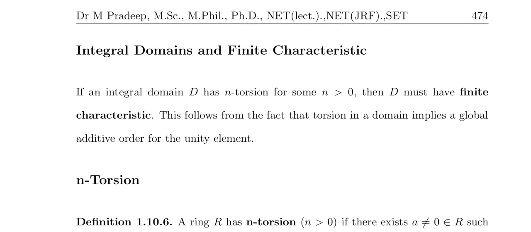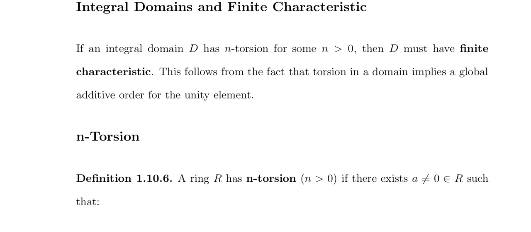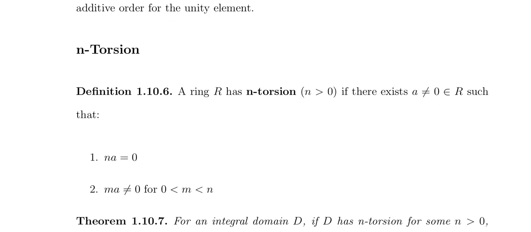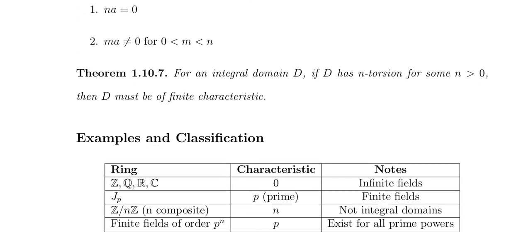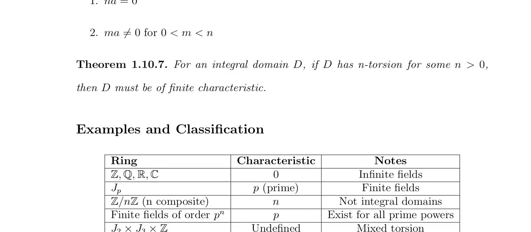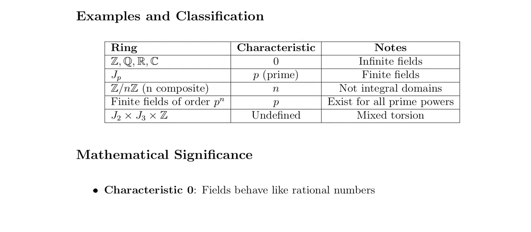Integral domains and the finite characteristic. If the integral domain D has an n torsion for some n greater than 0, then D must have finite characteristic. It follows because torsion in a domain implies a global additive order for the unit element. So for an integral domain D, if D has an n torsion for some n greater than 0, D must have finite characteristic. Okay, so the characteristic is a very simple idea.